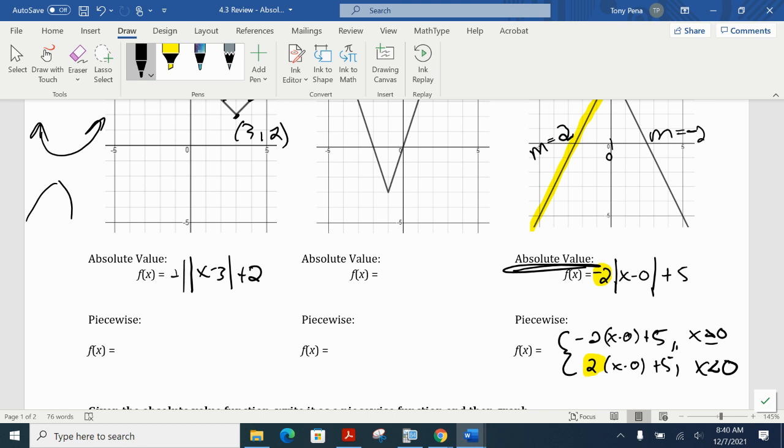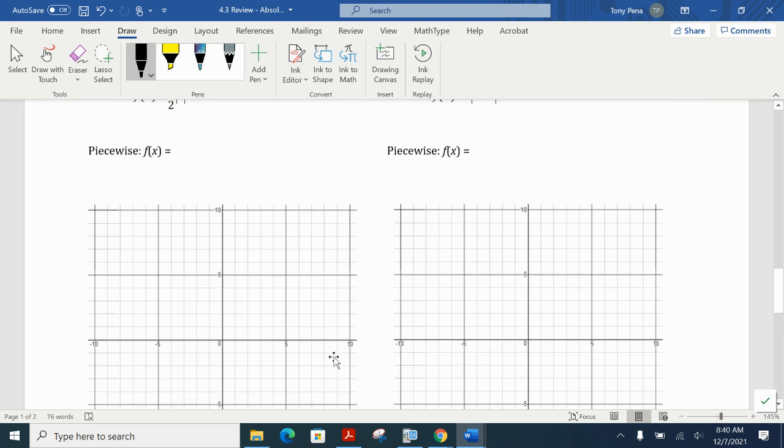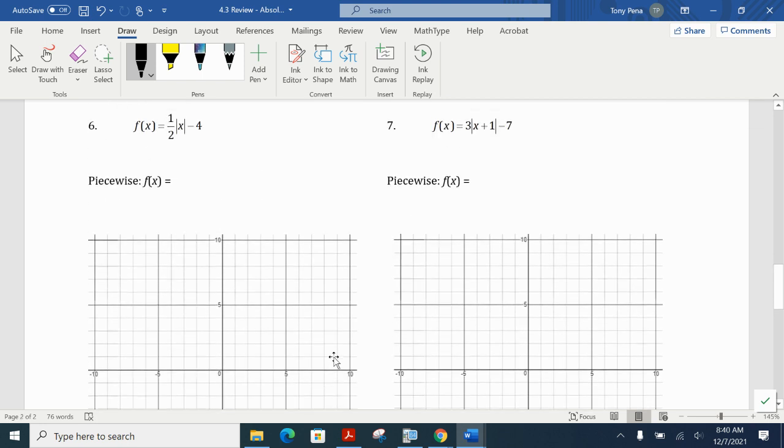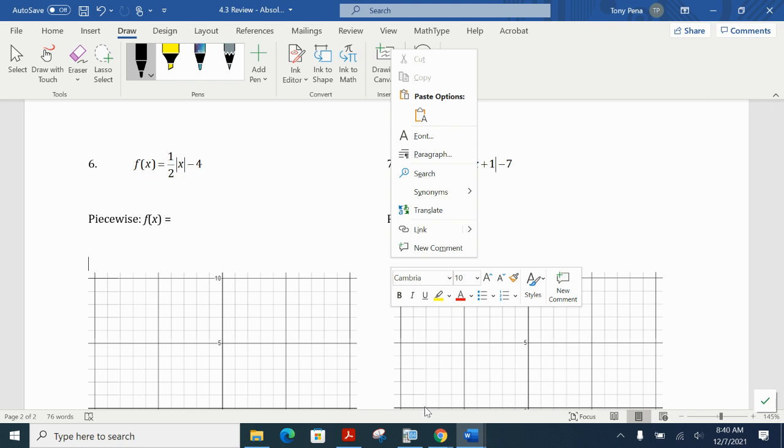All right. The homework is all of these. We've just got 2 of the 7 done, but it's all kind of the same thing. Graph, piecewise function, absolute value function. We should be able to work with whichever one you're given and get the other 2 parts. All right. Stop this.